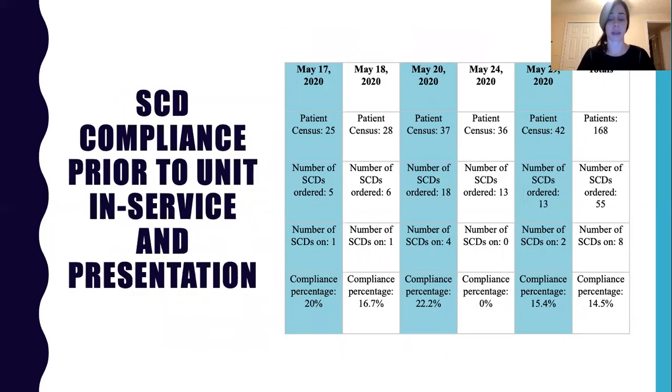I began my project by tracking sequential compression device compliance on my unit before giving my unit presentation and in-service. I did this in order to be able to assess for any improvement in SCD compliance after. I tracked SCD compliance on my unit for 5 shifts prior to conducting an SCD in-service and presentation for the unit. This is the data that I compiled, and as you can see, the total average compliance percentage ended up only being 14.5%.